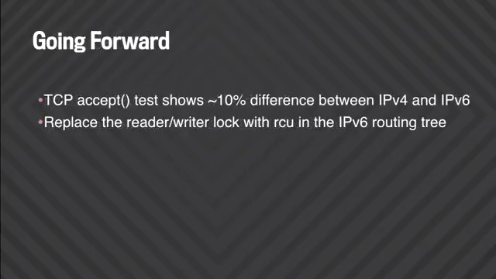Now, going forward, we're still observing TCP accept is 10% slower in V6 when compared with V4. We want to address that. Another thing we want to address is the V6 forwarding tree. Right now it's using a read-write lock. We want to replace it with a much faster RCU locking mechanism.